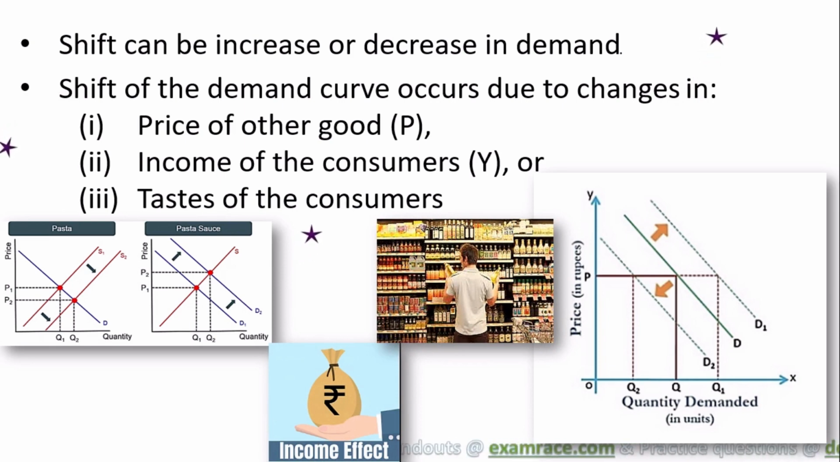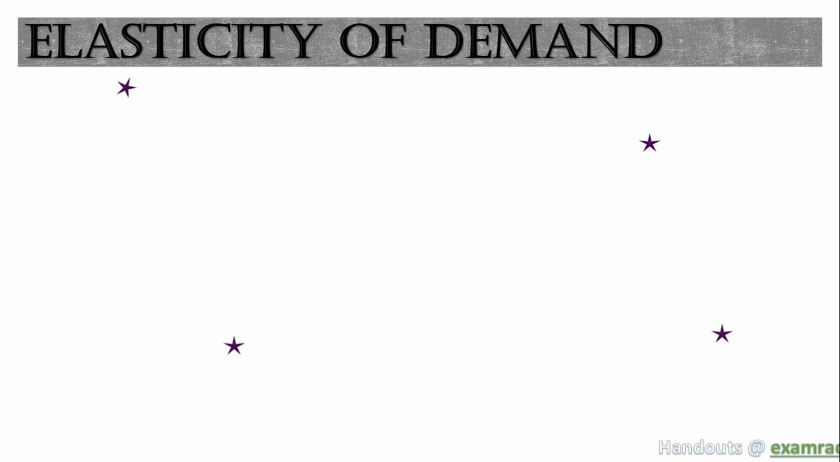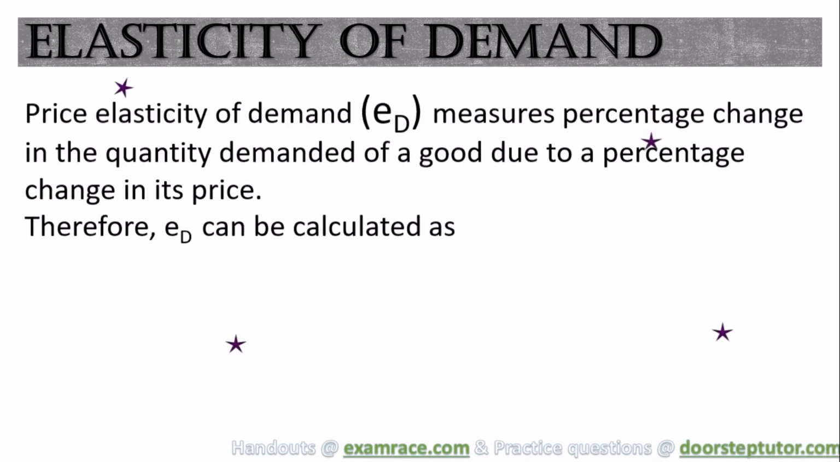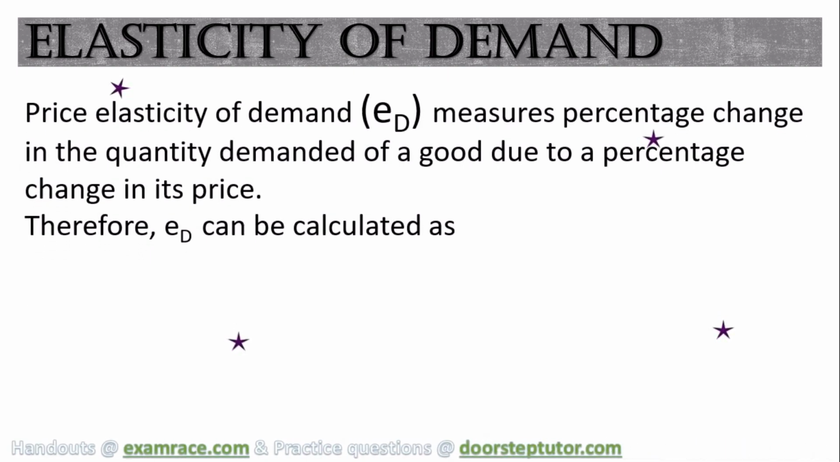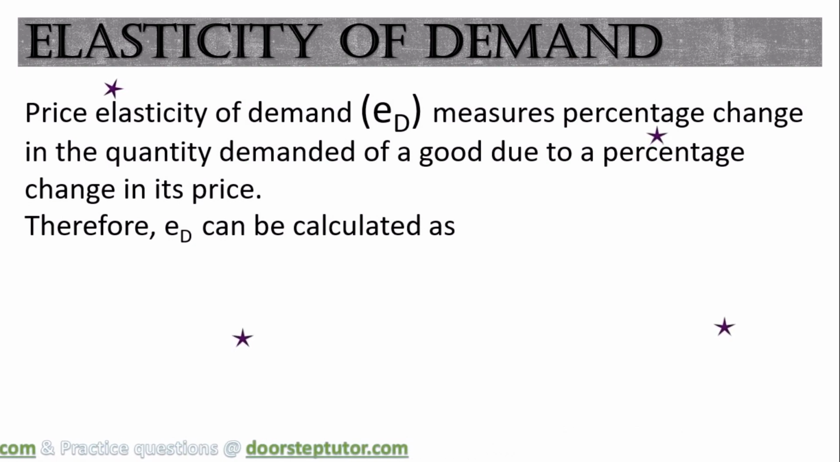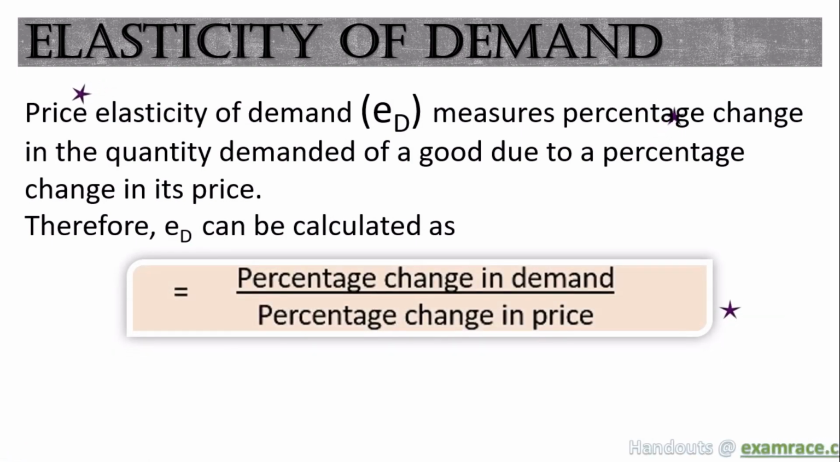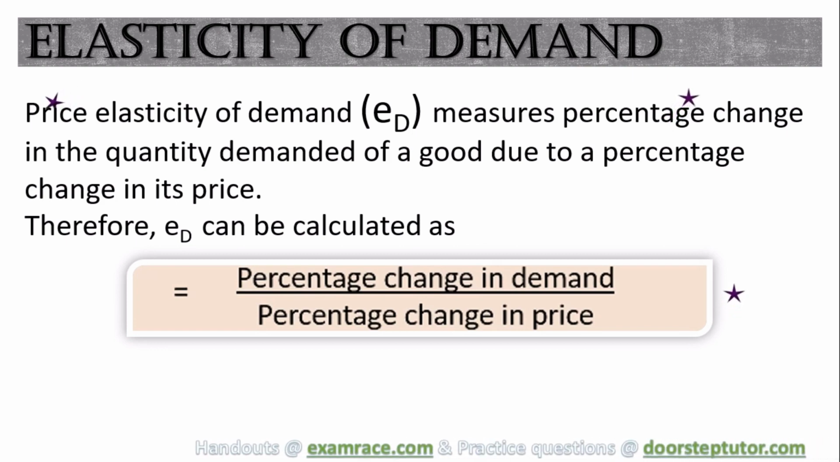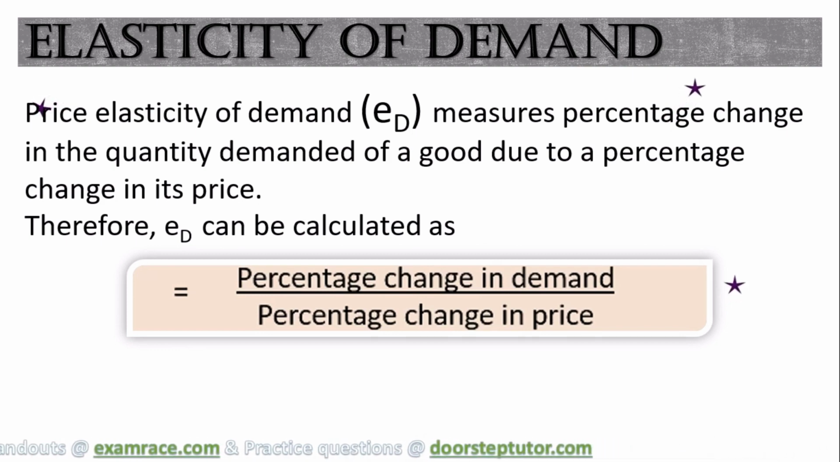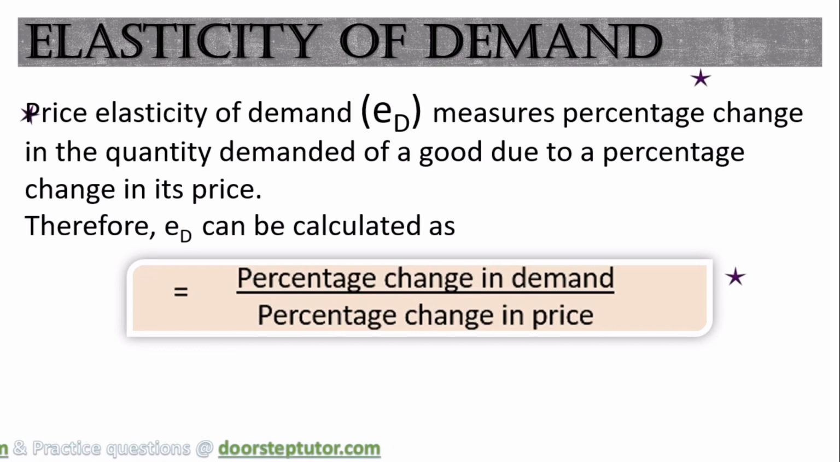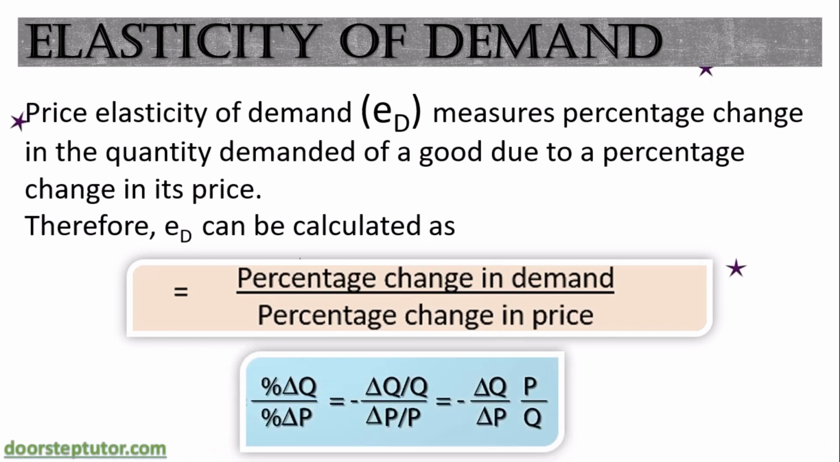Moving on to the elasticity of demand. Price elasticity of demand is defined as the percentage change in quantity demanded of a commodity to a percentage change in its price. Economist Alfred Marshall was the first one to formulate the concept of price elasticity of demand as the ratio of a relative change in quantity demanded to a relative change in price. The ratio of price and quantity demanded is a negative number because price and quantity demanded are inversely related.